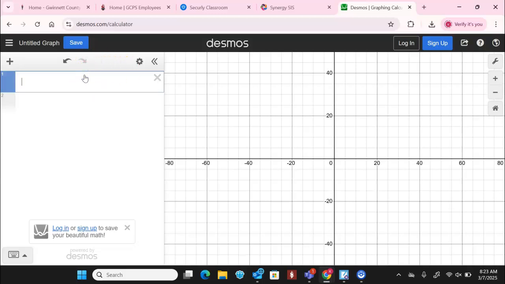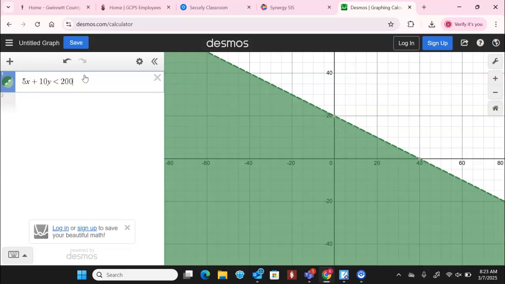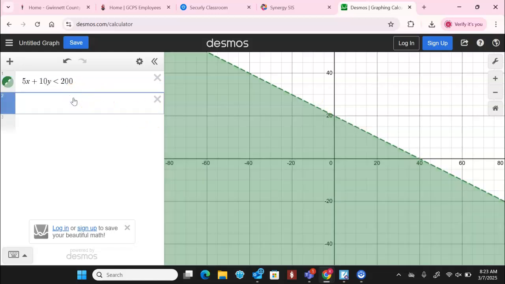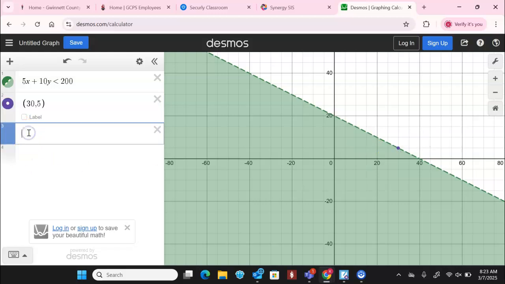There was another way to check it. 5x plus 10y is less than 200. You could have found the points. The first point we had was 35. That point is on the line right here, and we can't have it on the line because this is a dotted line. It means the point is not included. So this could not have been it.